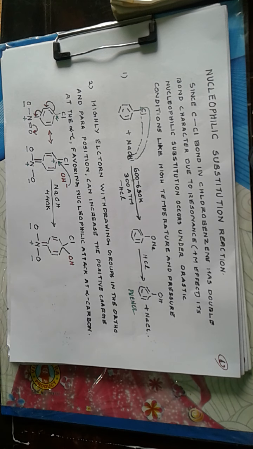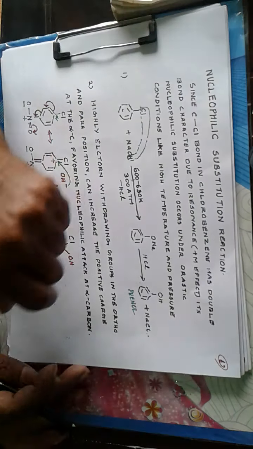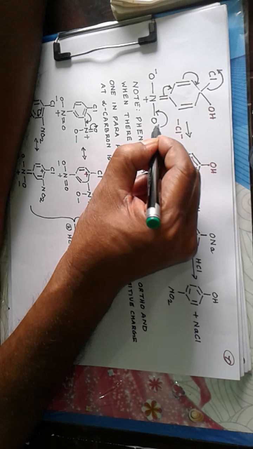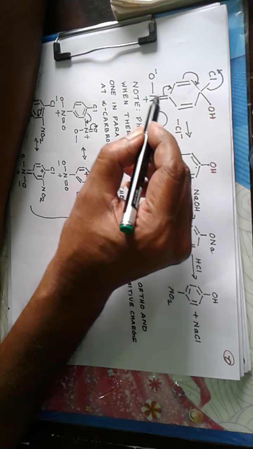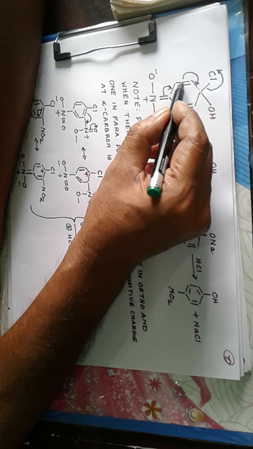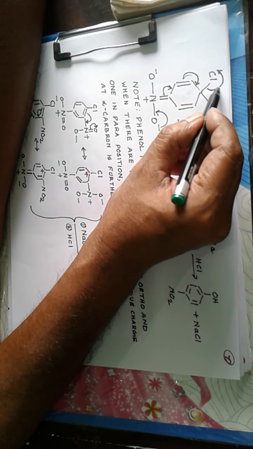We get an intermediate like this. Now this intermediate can return back to the phenolic structure. First of all, the electron pair over O negative of the nitro group shifts in this direction. Then valency of nitrogen will be raised. This pi electron will be shifting in this direction. Then valency of this carbon will be raised. Then this pi electron will be shifting in this direction. Valency of this carbon will be raised. Then Cl is removed as Cl negative.